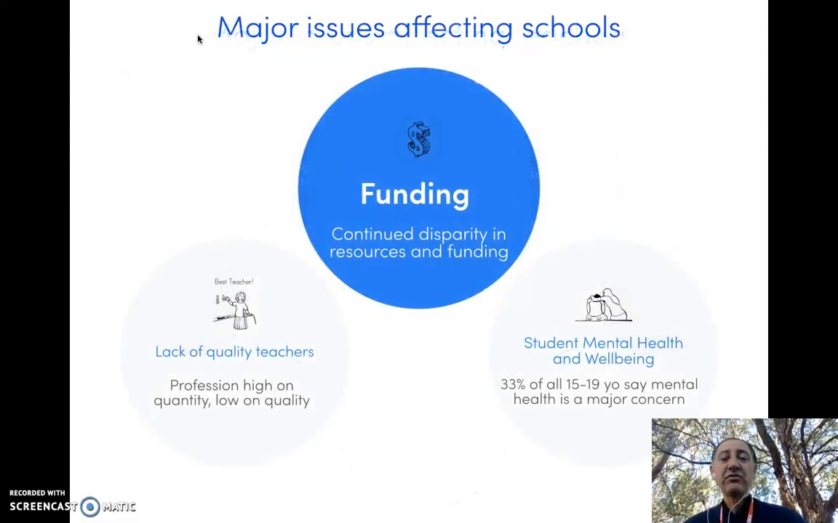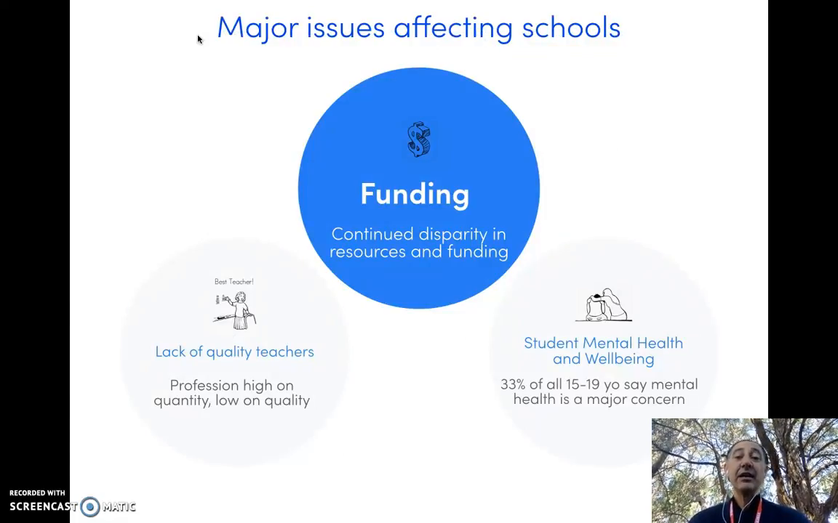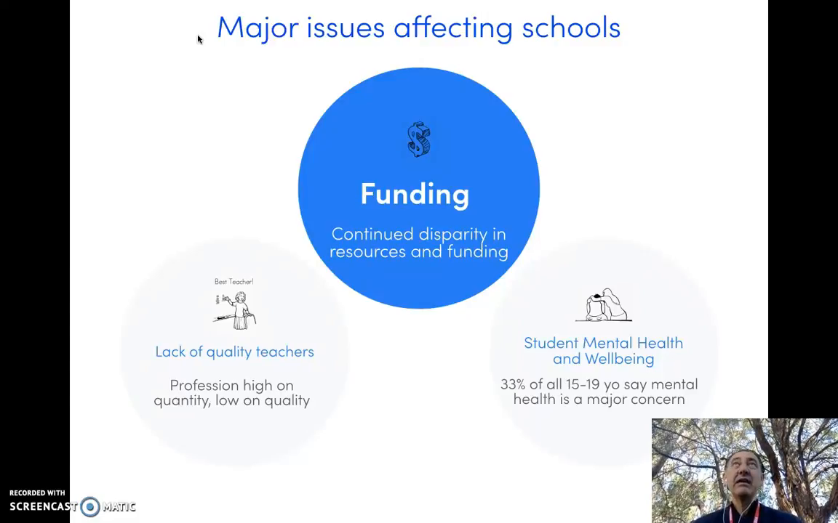If we have a look at the major issues that are affecting schools on a daily basis, these are the things that keep principals up at night, I guess. Funding is a big one. The continued disparity between schools, between systems, resources and funding, that obviously has an impact on just what schools can deliver for their students.